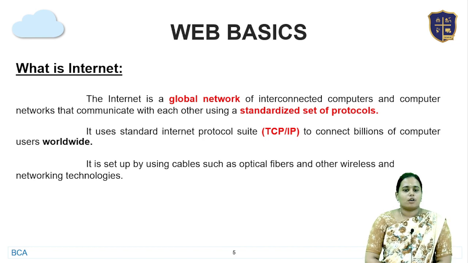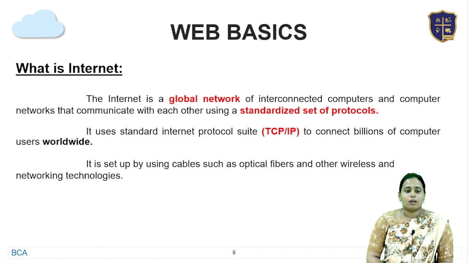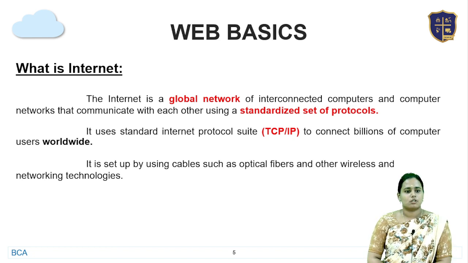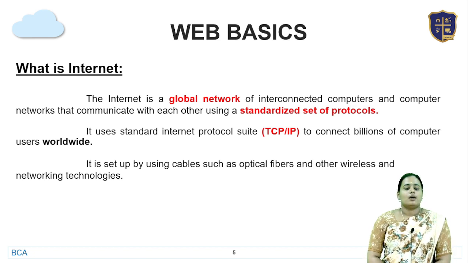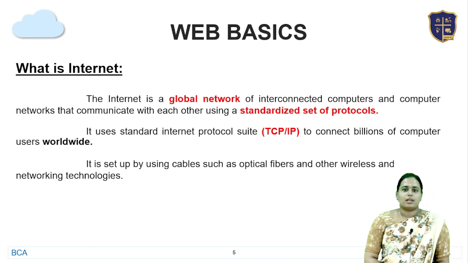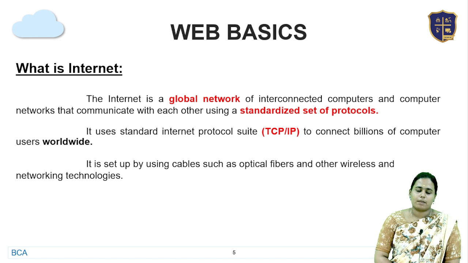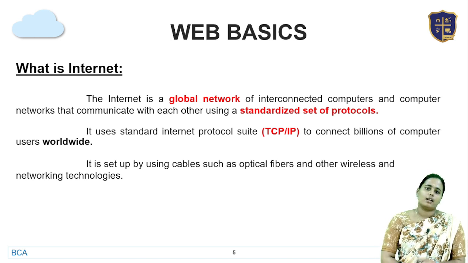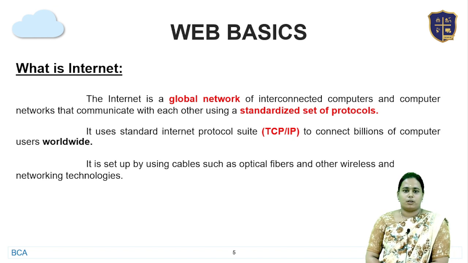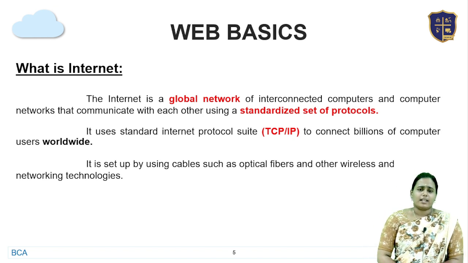In the internet we use many types of protocols, but the standard internet protocol suite is TCP/IP. TCP stands for Transmission Control Protocol, and IP stands for Internet Protocol, which connects the billions of computers in the World Wide Web. The internet is divided into wired and wireless. Wired is connected by cables using fiber optic cable, coaxial cable and twisted pair cable, and wireless can be Zigbee, Wi-Fi and so on. This is all about the internet.